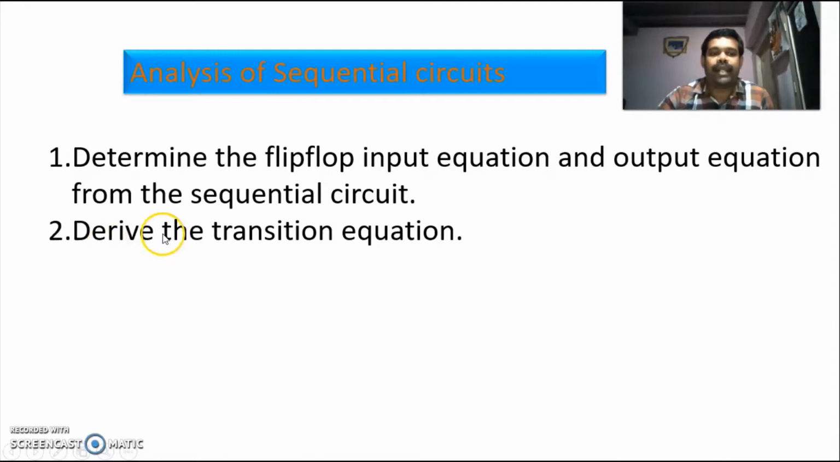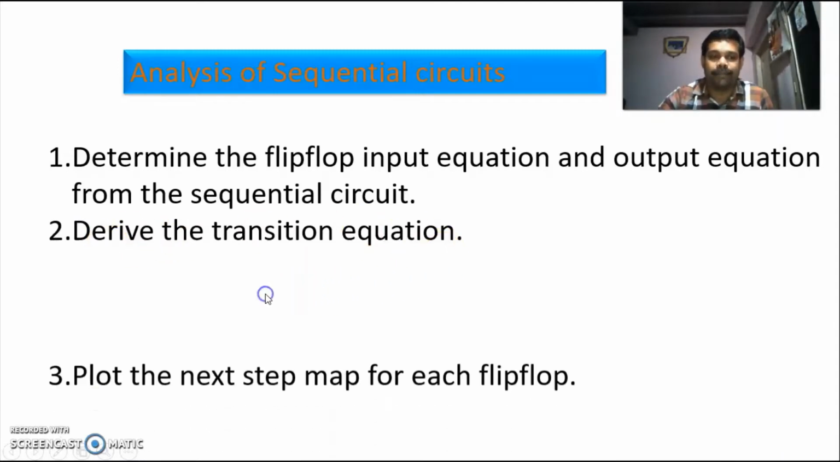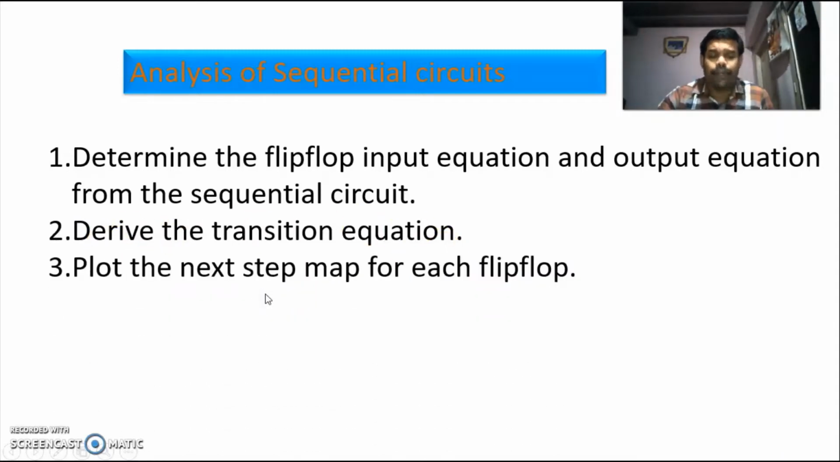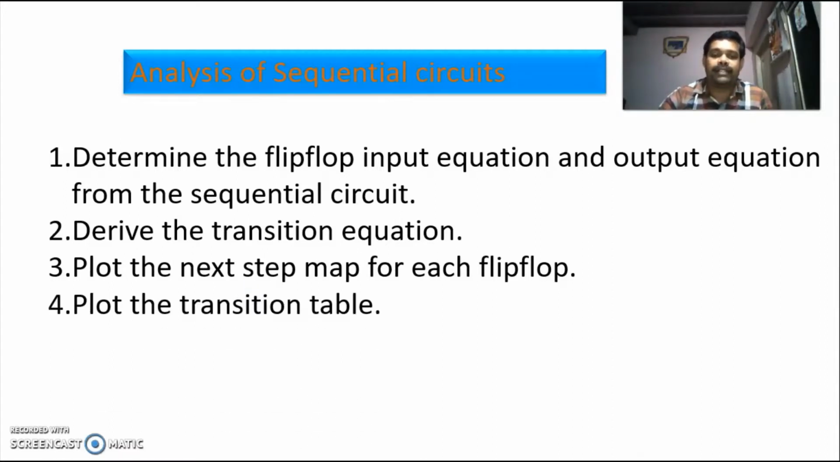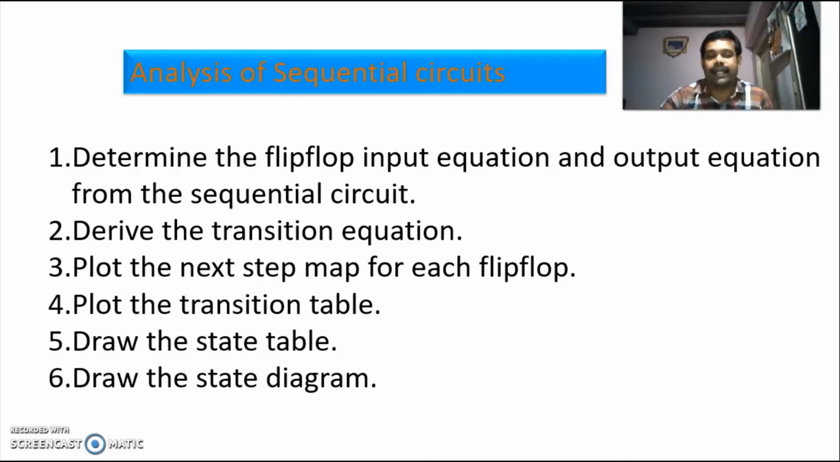Then we have to derive the transition equation. Then we have to plot the next state map for each flip-flop. Then we have to plot the transition table. Then finally we have to draw the state table, and finally we have to go for the state diagram.